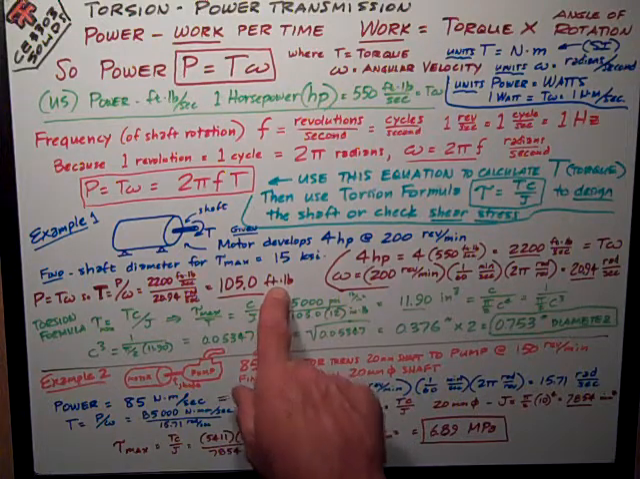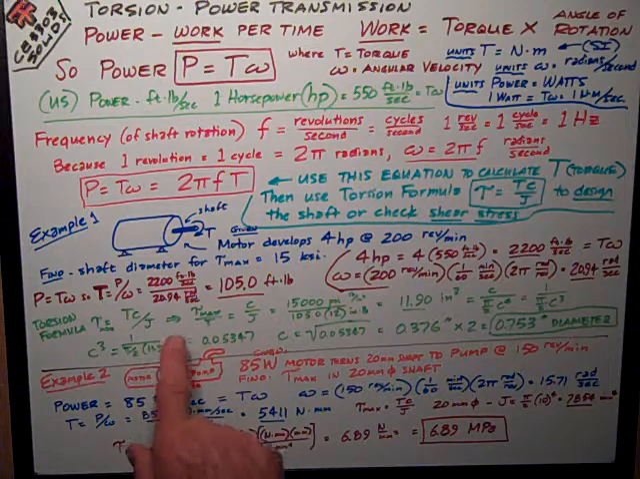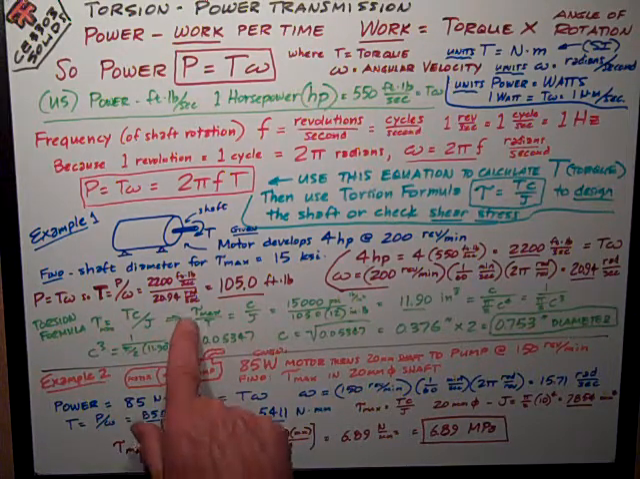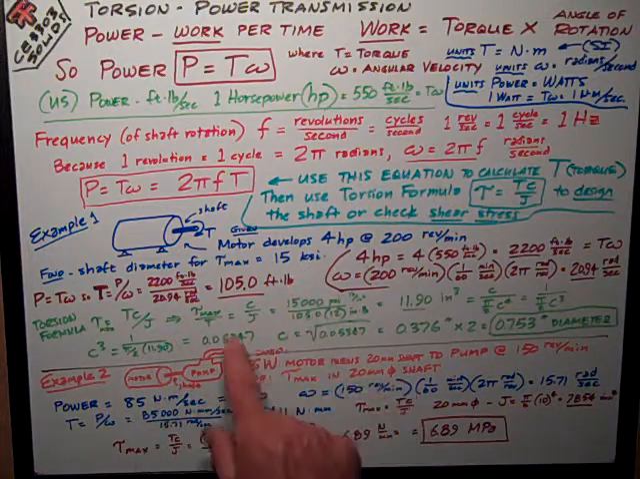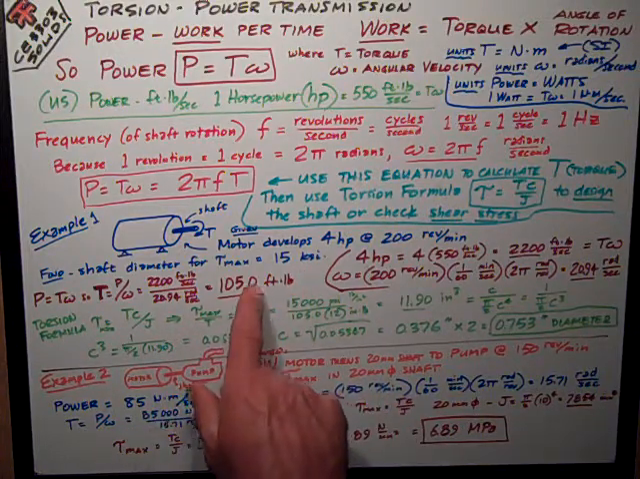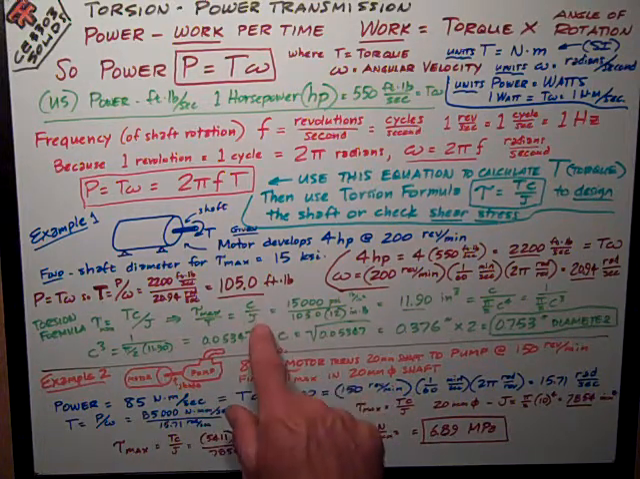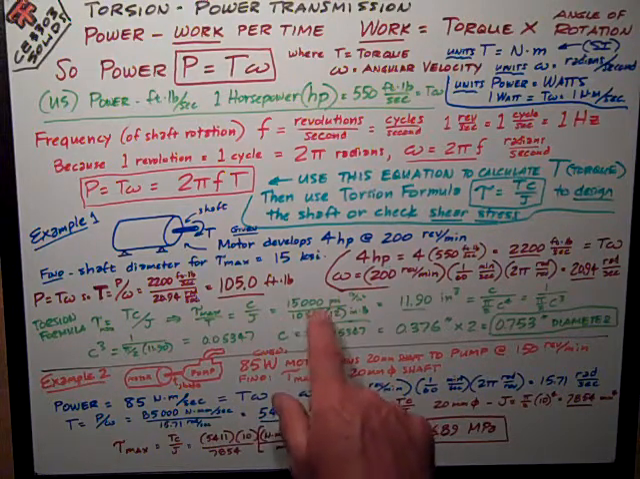Now I know enough to go back into my torsion formula. Tau max is TC over J, and I can rearrange that: tau max over T, which I know both of those numbers, 15 ksi and the torque that I just computed, is equal to C, the radius, divided by J, the polar moment of inertia. Get my units all correct.